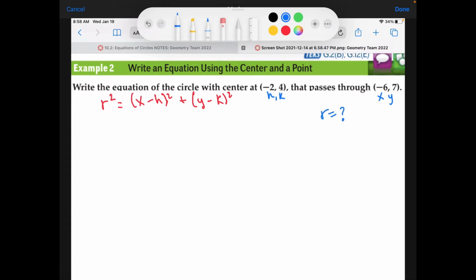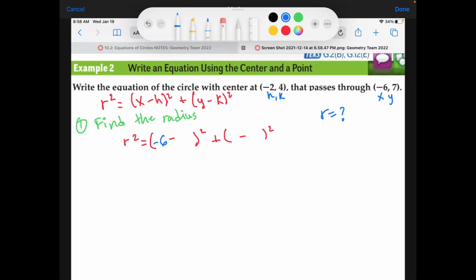So notice that they did not give us the radius. What is the radius? So the first thing we have to do is to find the radius. So let's plug in all the information we know into this formula and solve for r.